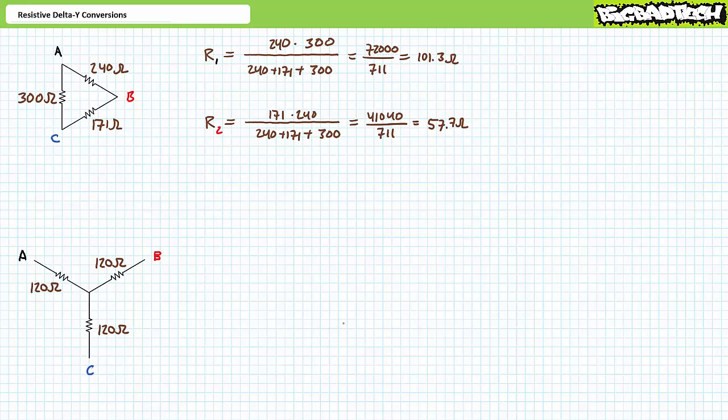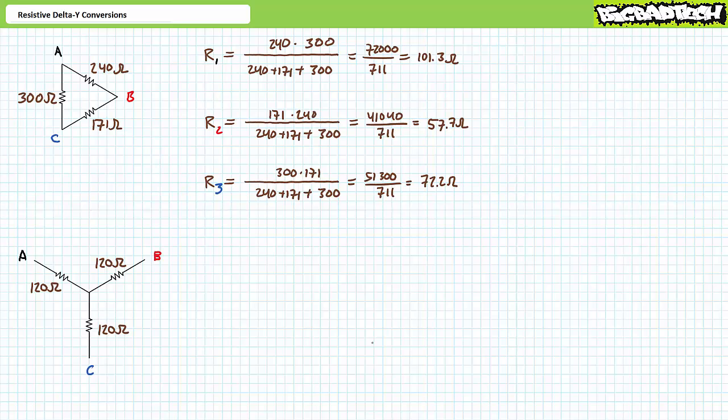To solve for Y resistance R2, we would multiply the 2 delta resistance elements connected to node B, in this case RBC times RAB. Then we would divide this by the sum of all delta resistances, RAB plus RBC plus RCA. Our formula suggests that R2 is 57.7 ohms directly attached to node B.